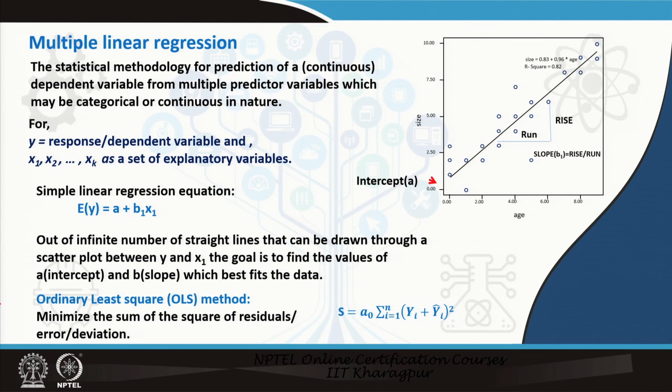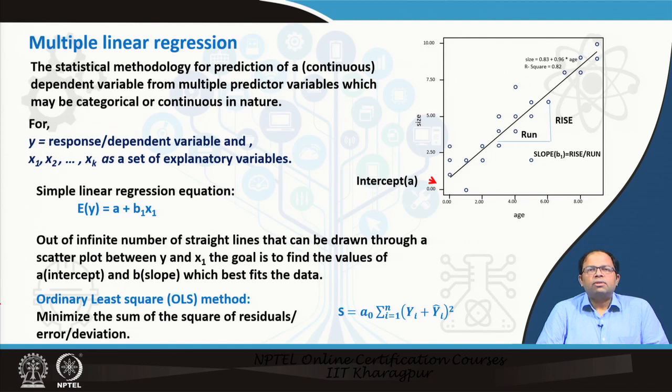So, when we talk about multiple linear regression, it's a statistical methodology for prediction of a continuous dependent variable from multiple predictor variables, which may be categorical or continuous in nature. For example, if y is the response or dependent variable and x1, x2 to xk are a set of explanatory variables, a linear regression equation would look like Ey equal to a plus b1 x1 if I take only one variable. But if I take multiple variables, then it will include a plus b1 x1 plus b2 x2 plus b3 x3 and so on.